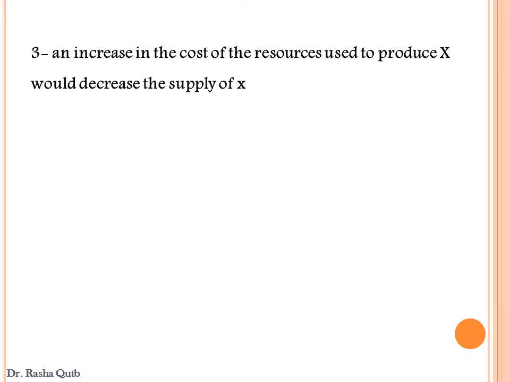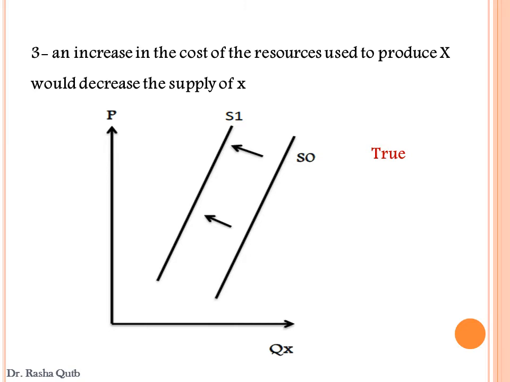Number 3. An increase in the cost of resources used to produce X would decrease the supply of X. This sentence is true. When the cost of resources increases, it means that the cost of production increases and the producer will not have the incentive to produce more, so he will decide to decrease the supply of the product. His production would be decreased, and this is represented graphically by shifting the whole supply curve up to the left. So an increase in the cost of resources used to produce X would decrease the supply of X.